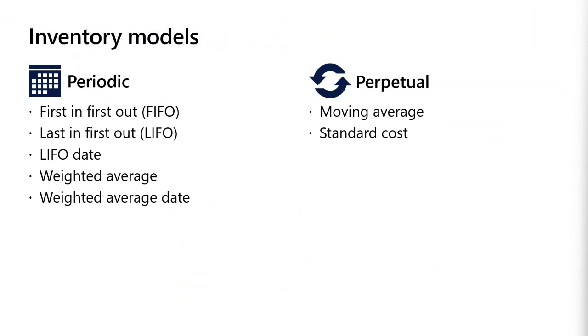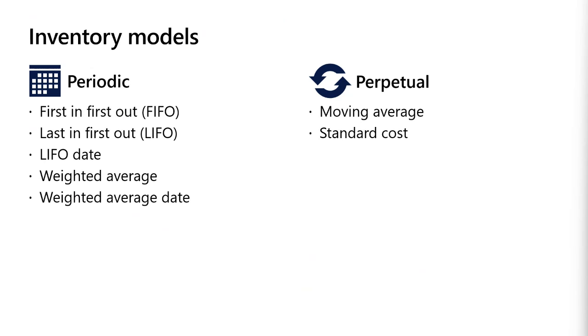Let's start first with the inventory models. One of the primary functions of the item model group is to determine the inventory model that will be used for items that are assigned to the item model group. Sometimes these are referred to as costing methodologies, as they control how the items will be costed. The models can be split into two categories.